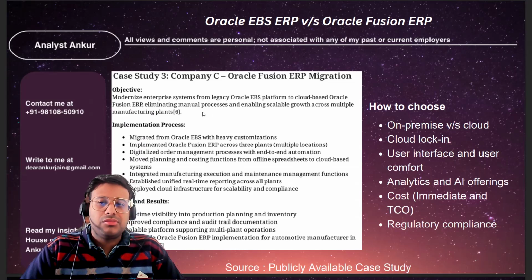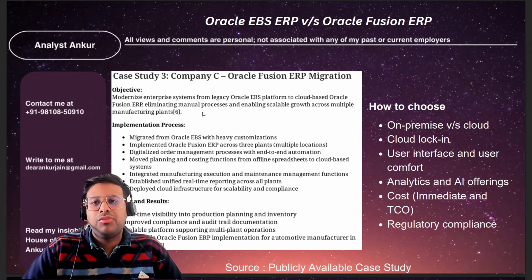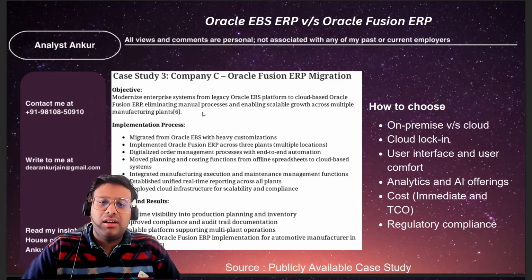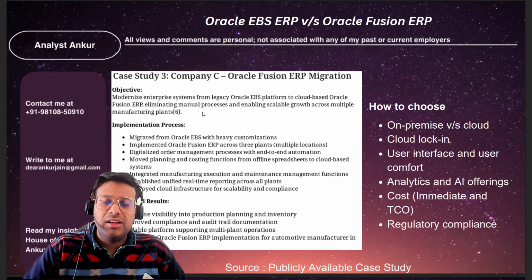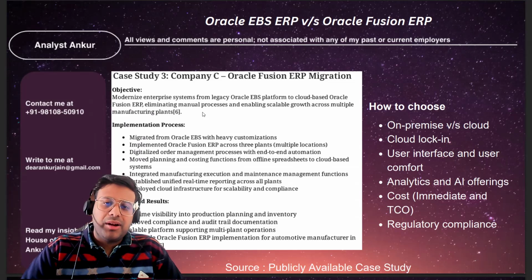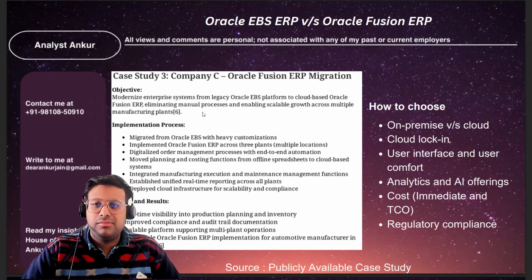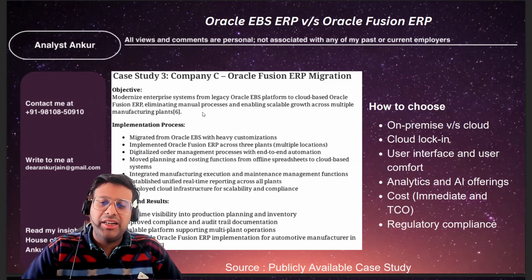Quick question: how are the two solutions different? The primary difference is that EBS resides on your premise, on your local setup, whereas Fusion is a SaaS-based offering sitting on the cloud. How does it matter to you? When it's on the premise, the whole control of the data is in your hand. However, the same is not the case when it is transferred to a SaaS-based offering on the cloud. You lose control of how the data is flowing.